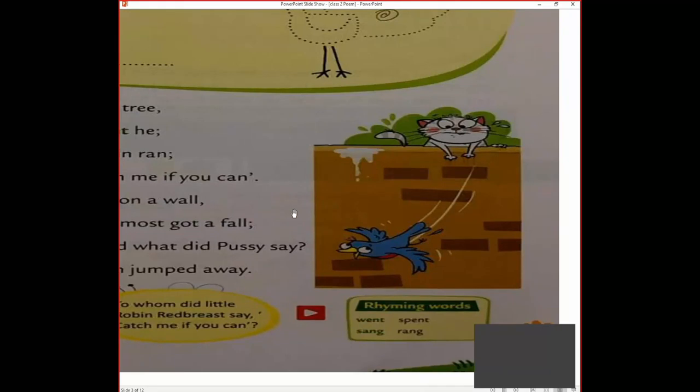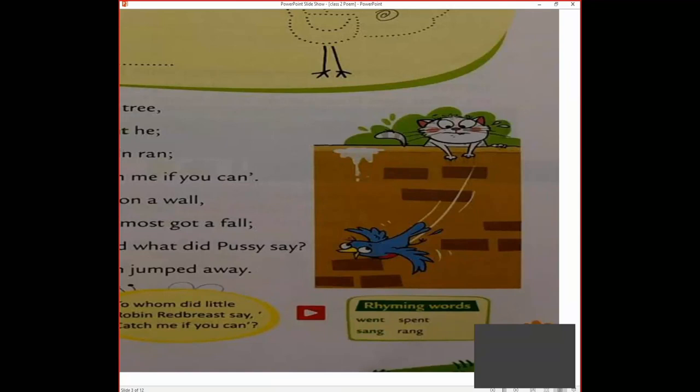Now the first sentence says, listen to me carefully, I'm going very slow: Little Robin Redbreast sat upon a tree. Who is Little Robin? Little Robin is this small bird. The name of this bird is Little Robin. This poem is about this small bird. You see his breast is red. Breast means chest. So we say Little Robin Redbreast.